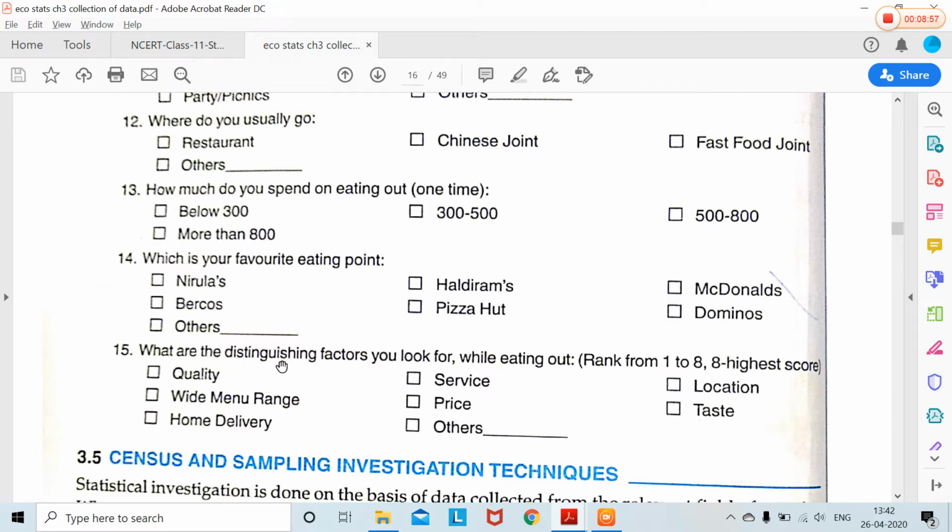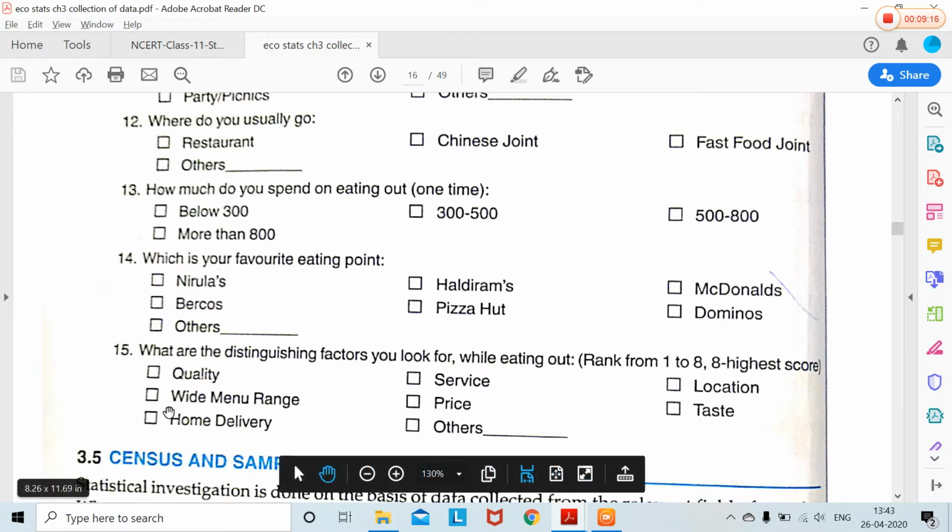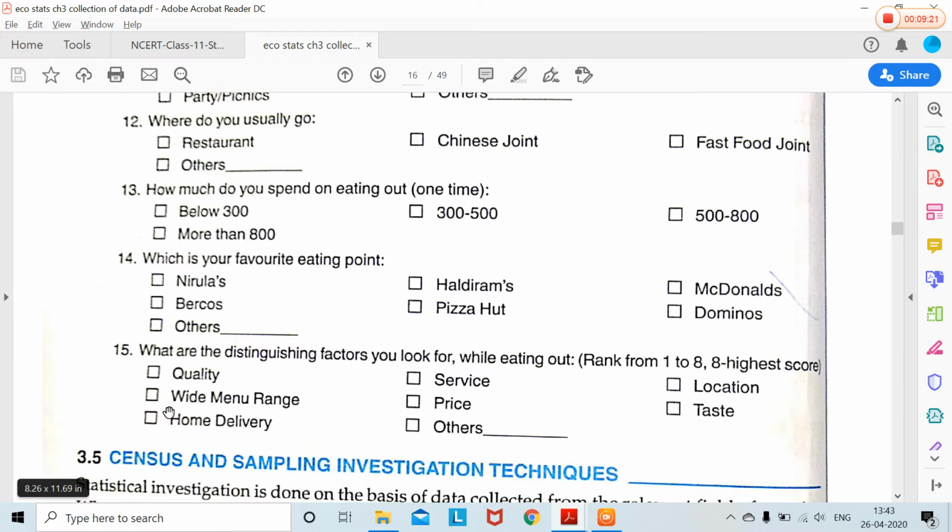This was a very important question while eating out. Rank from 1 to 8, 8 being the highest score. So, the first thing that you look for should be ranked 8. Like this is what I give the most importance to. When I go out, I actually look at their wide menu range. Let us suppose, what all items they have in their menu. I really like a wide menu, more variety of snacks, more variety of main course and everything, so that I can choose a variety of options. I don't like repeating items. So wide menu range.